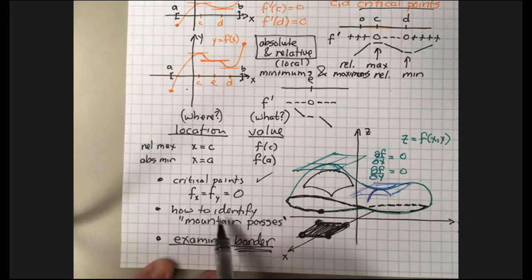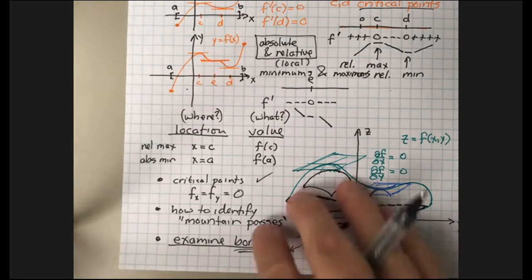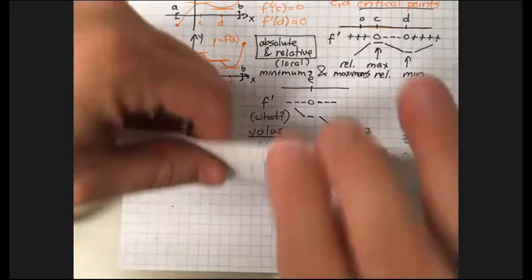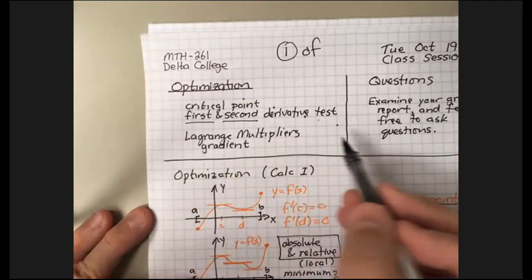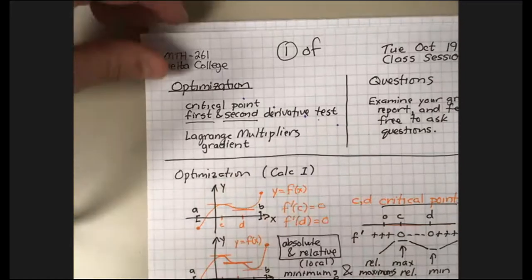But first, I'm going to tell you how to identify these mountain passes. So what we're going to do is take one of these problems into space, and we're going to choose the second derivative test.